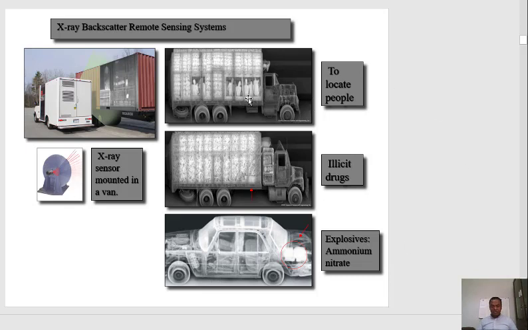We can detect drugs inside a big lorry. We can also detect explosives. These are not detected by human eyes unless we devise a special X-ray sensor, thanks to remote sensing. Remote sensing gives you knowledge beyond human visual perception. These are some of the examples. I can give you a lot of examples.